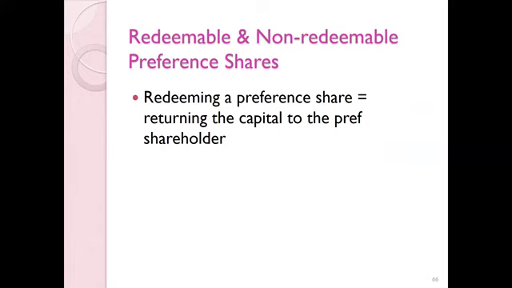Okay, so redeeming a preference share. This is where we're ultimately returning the capital to the preference shareholder. So the shareholder is going to be giving their share back, and we are going to be giving them a fixed price in exchange for that preference share. We're now going to look at example 2 from your Gripping GAAP textbook.